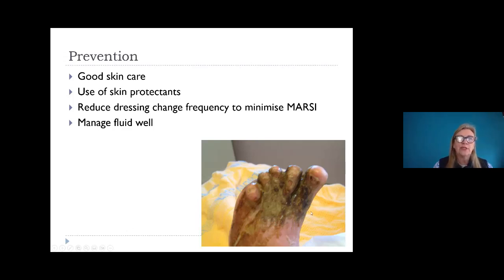So if you know that this is going to happen, once you've cleaned the skin, dried the skin, think about use of skin protectants to the area around the wound. Think about how often you're doing the dressing change. So you need to optimize the fluid absorption of the product with reducing the dressing frequency where you can, so you don't cause that damage from removing the adhesive from the surrounding skin to the wound.